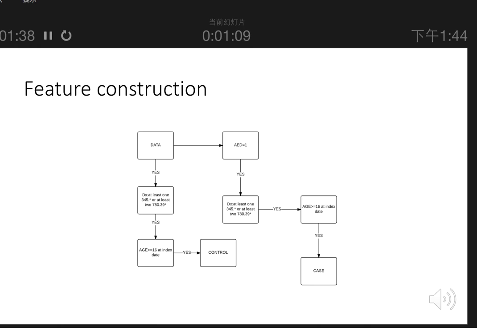As the figure shows, the number of case patients is 203, and the number of control patients is 7,096. Then we need to do feature construction on the control dataset and the case dataset. We only select the data prior to the index date for feature construction.